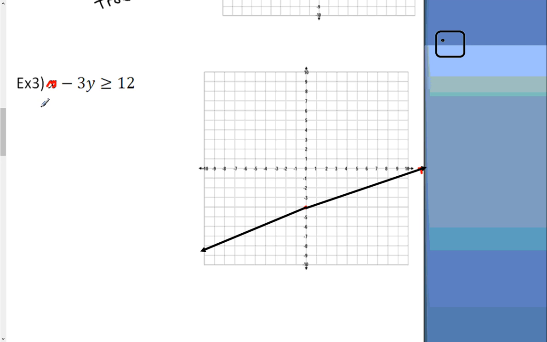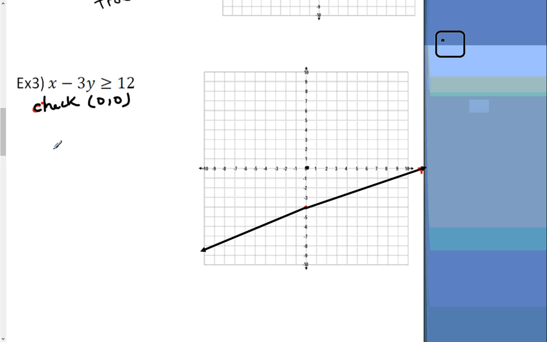And then, what do I want to do? Well, I need to check a point. And what point did I say would be a good point to check? I would check 0, 0. I'm going to check this point. Either 0, 0 is going to be true, and that means I shade up here, or it's going to be false, and that means I shade down here. So let's try it.